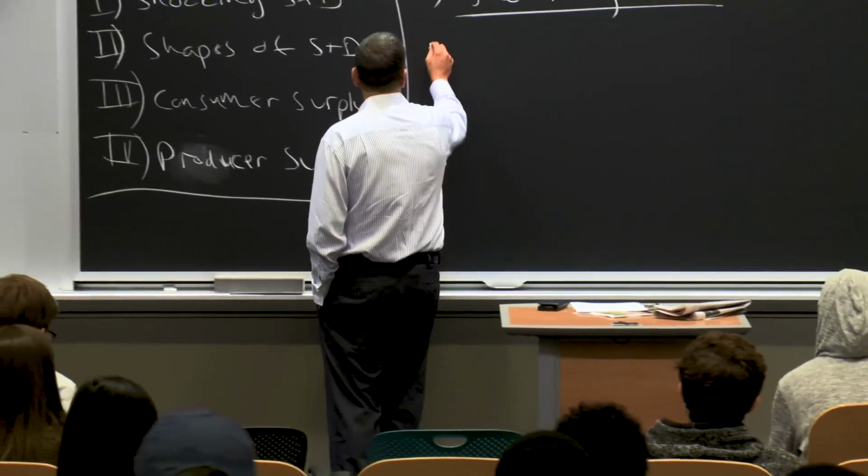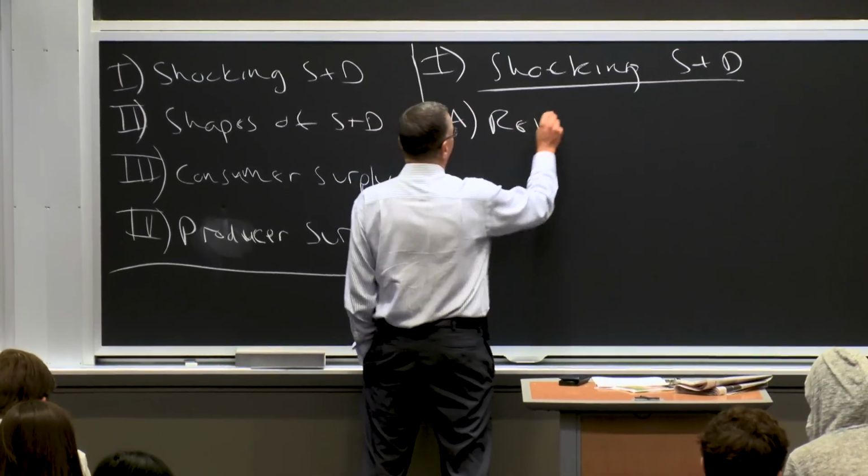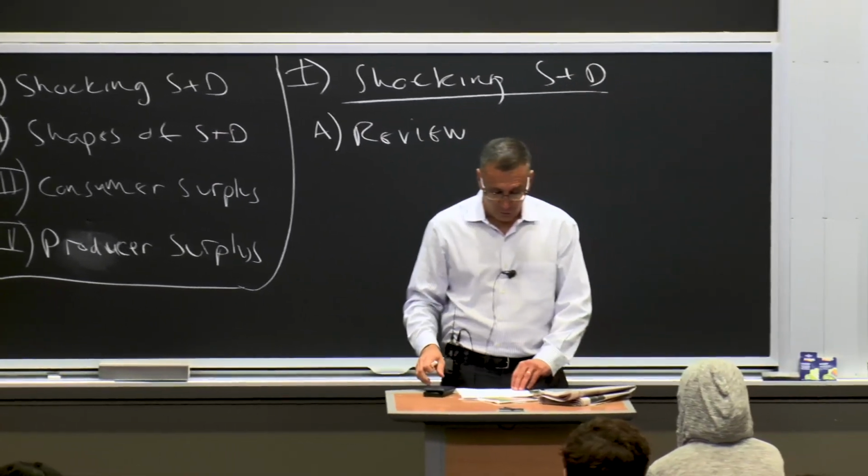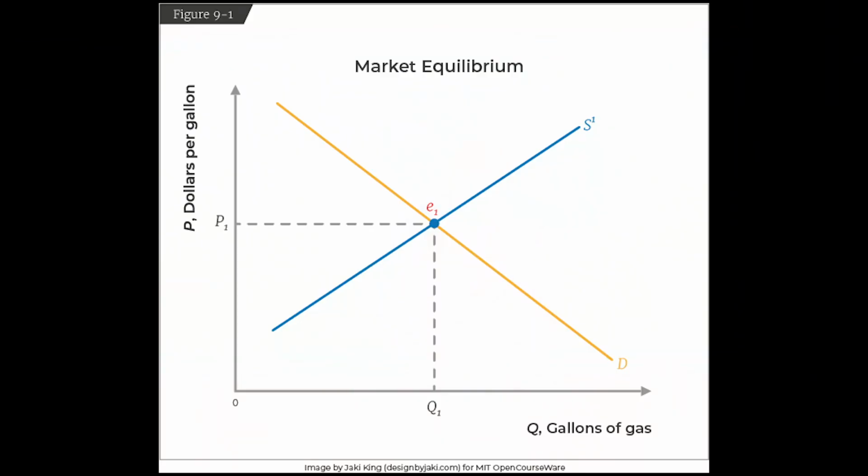So let's start with a review of the supply and demand framework that we introduced in the first lecture. Let's go back to figure 9.1. We've got the market for gasoline. On the x-axis is big Q, quantity of gas. This is a market level diagram. On the y-axis is the price of gas. And as we said in the first lecture, the supply curve is upward sloping, representing the fact that higher prices call forth more supply. We now know where that comes from.